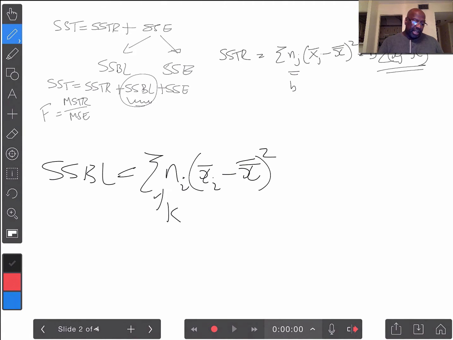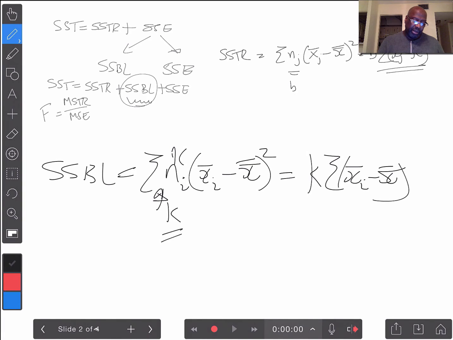So I could replace Ni, which is the size of row i, by k, a constant. Because that's a constant, I could factor it out. If I put it in here, that's okay, but I could factor it out. So I could just put the k on the outside: k times the sum of (X bar i minus X double bar) squared. And that will give me the sum of squares due to the blocks.